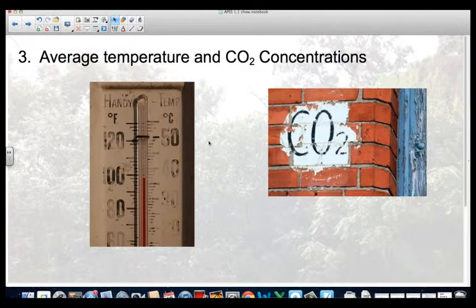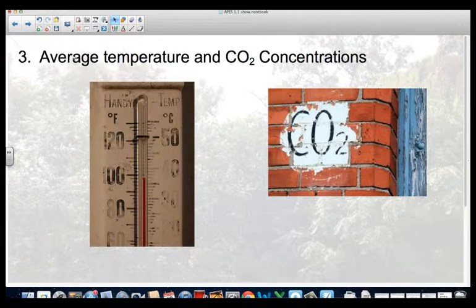Has the temperature been going up overall? CO2 concentrations have been rising. And is this strictly due to human behavior? Is it due to our cars? Is it due to the agricultural things that we're growing as well? And so we're going to discuss a lot of these things throughout the year.